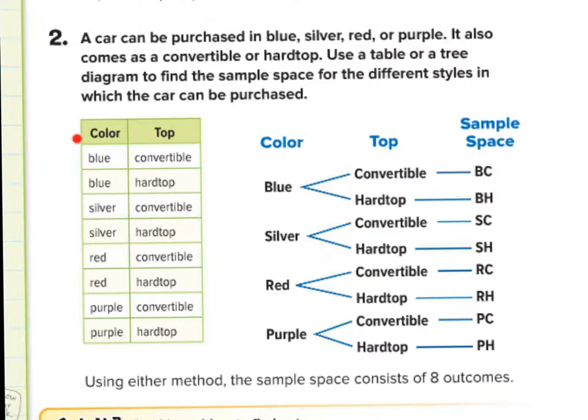Okay, so here we have the colors: blue, both of them, blue convertible and blue hardtop, silver convertible and hardtop, red convertible and hardtop, and purple convertible and hardtop. This is how it would look on a table. We could also just write them out like this: the list of colors and convertible and hardtop for each one. Okay, and the sample space. So you could have a blue convertible, blue hardtop, BH, silver convertible, and so on. So how many would we have? 1, 2, 3, 4, 5, 6, 7, 8. Using either method, the sample space consists of 8 outcomes.